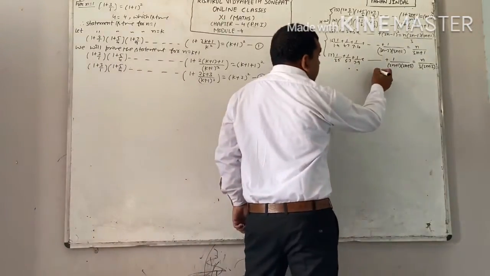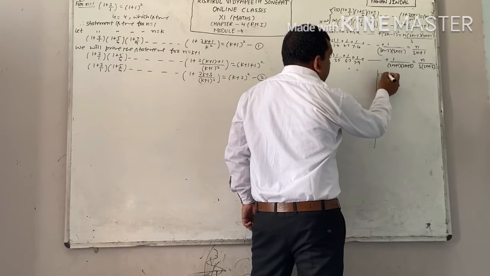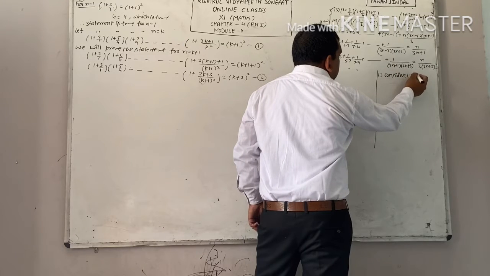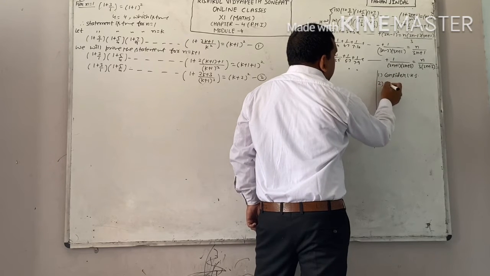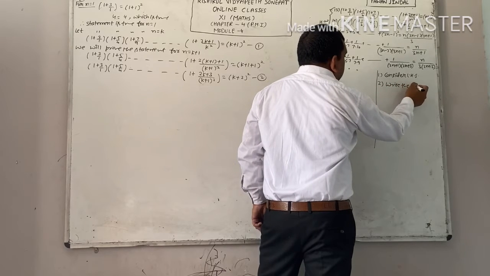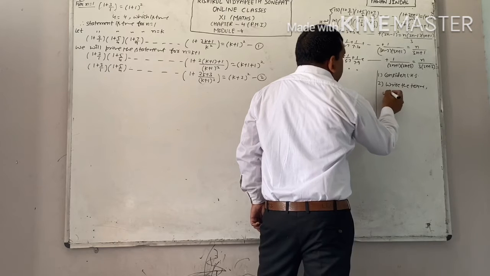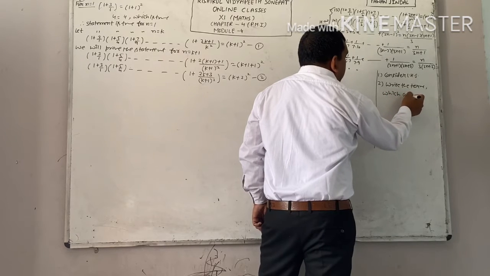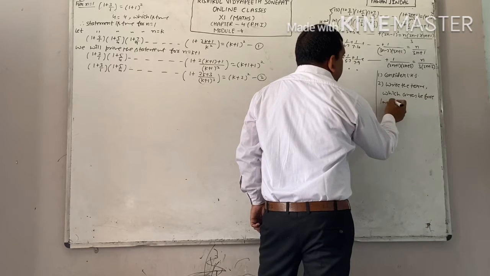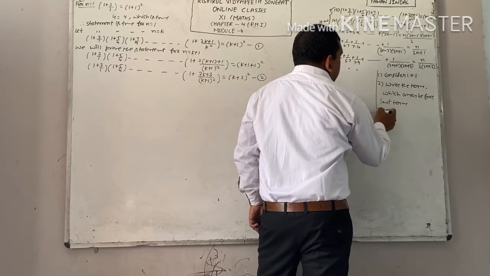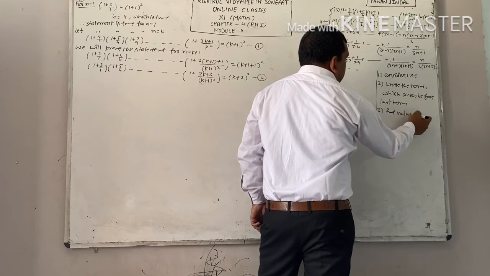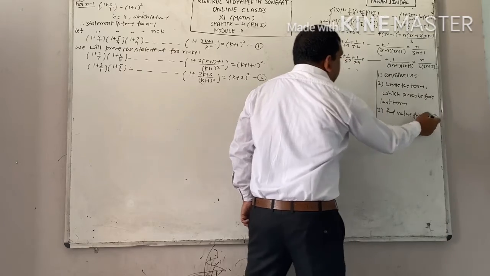Steps are fixed. First step, consider left hand side. Second, write the term which comes before last term. Third, put value from equation 1. Now see how you apply this step.